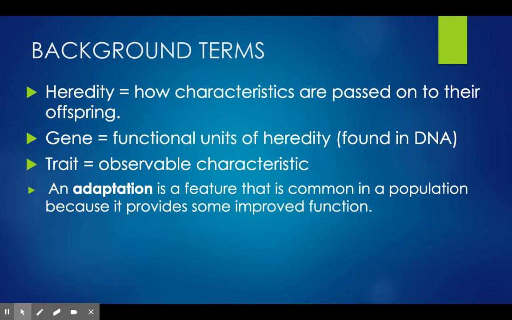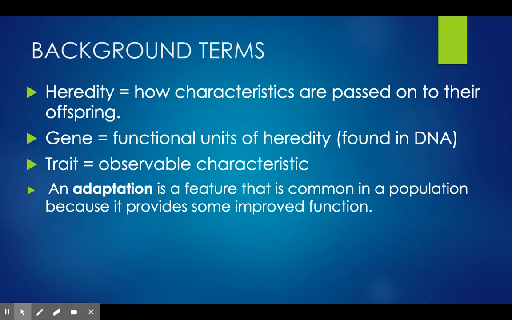Then we have trait, and that is your observable characteristic. So when we're talking about genes, we might be specifically talking about a certain trait. And we might say that your gene is expressed or not expressed based on if you have or don't have that trait. So think about your hair color or your eye color. Those are from genes that you have in your body and your DNA, but they're observable characteristics that we can see on the outside.